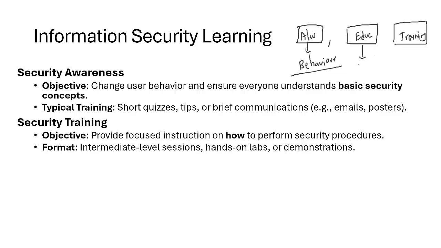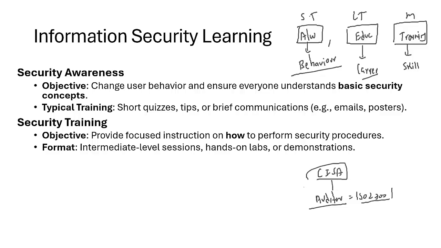Education is something that modifies your career. It's long term. Awareness is short term, education is long term, and training is mid term. Training is something that modifies the skill. Let's take an example. I am an auditor who did ISO 27001. I want to upgrade my skill on system audit. That is why I'm attending a 5-day CISA program, which upskills my profile so I can perform any activity. Because if you take any example, this is the project we have.